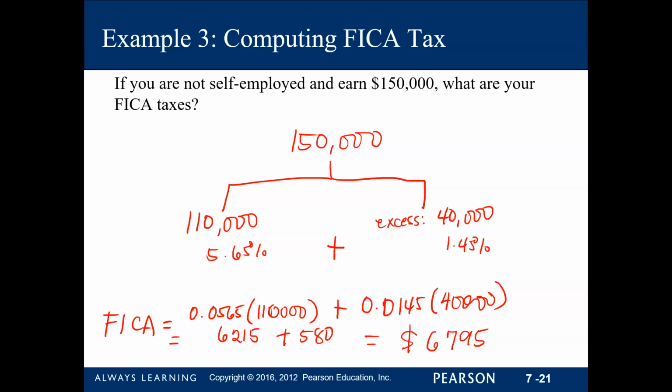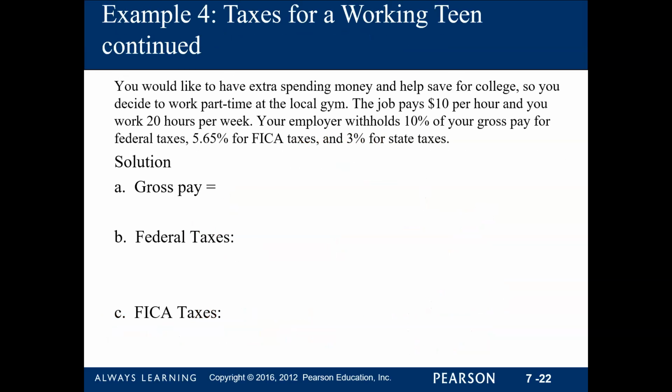All right. So just remember, FICA tax up to 110,000 is at the 5.65 rate, and if it is more than that, then you apply 1.45 on the excess. Now let's have an example for taxes on working teens. Let's say this person wants to get some extra money, say for college. The job pays $10 per hour. You work 20 hours per week.